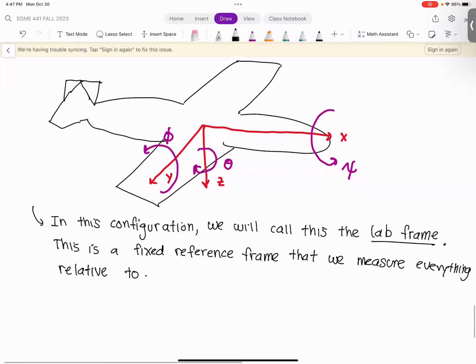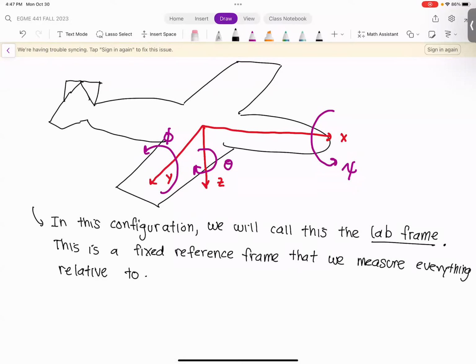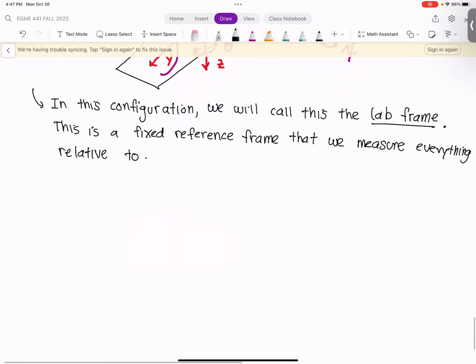Okay. So let's go through our rotations here. We're going to go through each of the yaw, pitch, and roll rotations, and see what they mathematically look like using transformation matrices. So let's go through the first rotation first. The first rotation is going to be the yaw rotation. That's going to be a rotation around the z axis.